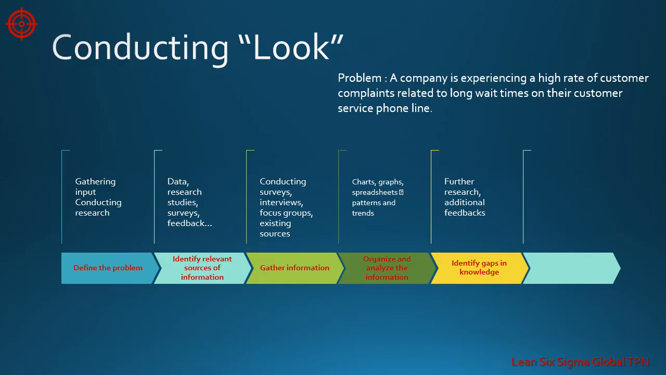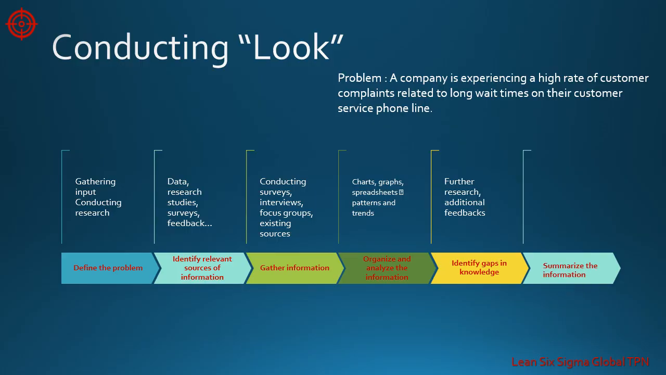For example, based on the information gathered, identify any gaps in knowledge or areas where additional information is needed to fully understand the problem. For example, it may be helpful to gather feedback from customers who did not complain about long wait times to understand why some customers are more tolerant of wait times than others.